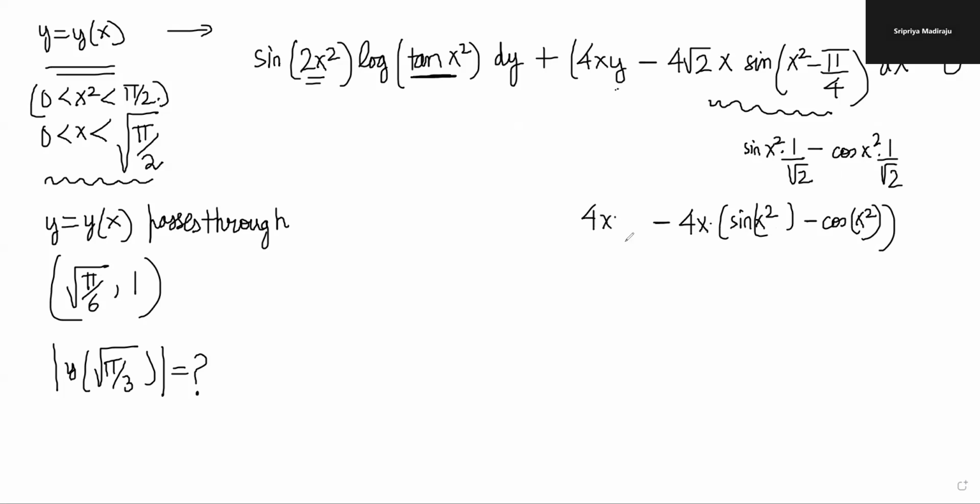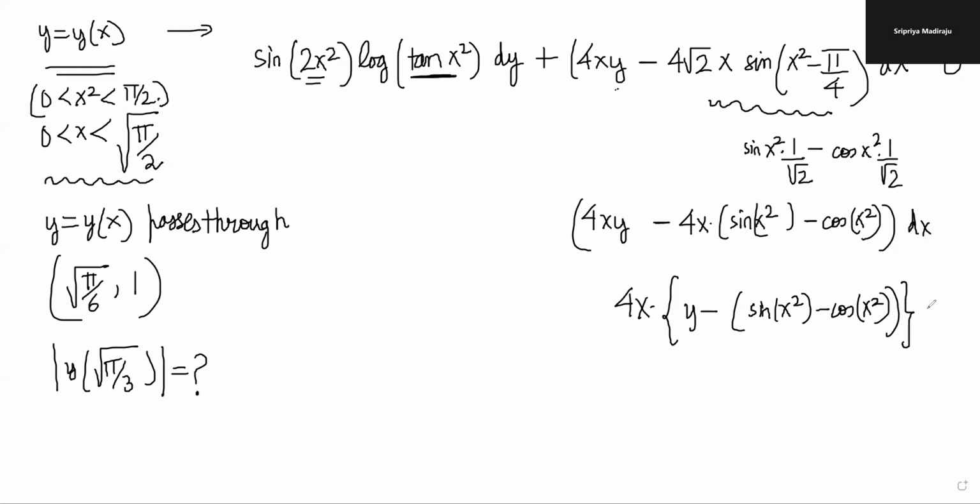And here you have 4xy, right? So the obvious thing is to take 4x common. So with 4x common, you have y minus sine of x square minus cos of x square, dx. And this will again become the same thing. It is just a linear differential equation if you simplify it a little bit.